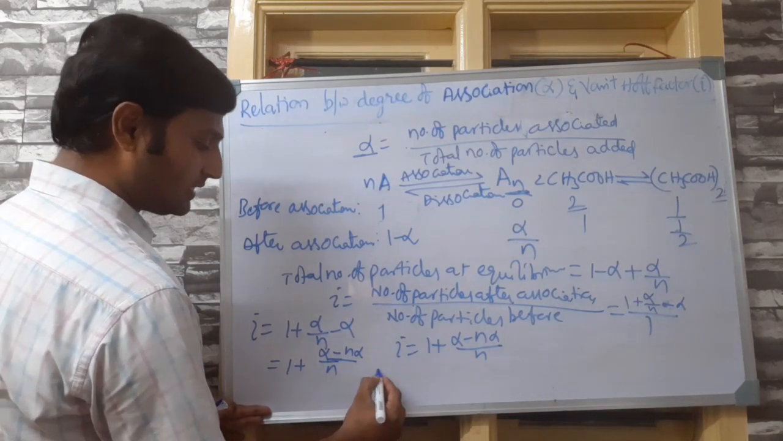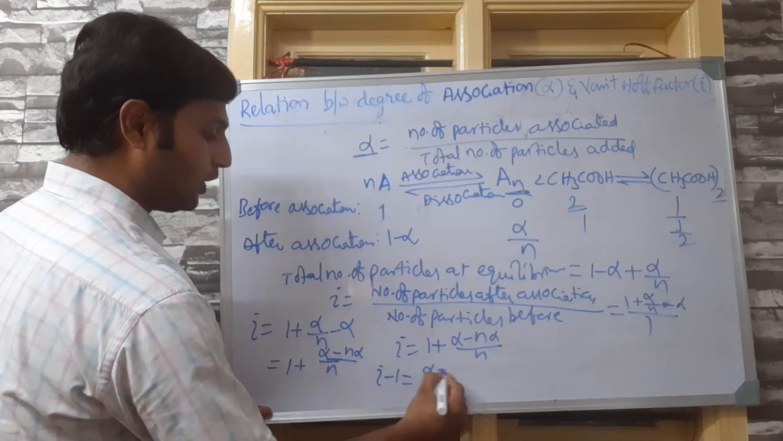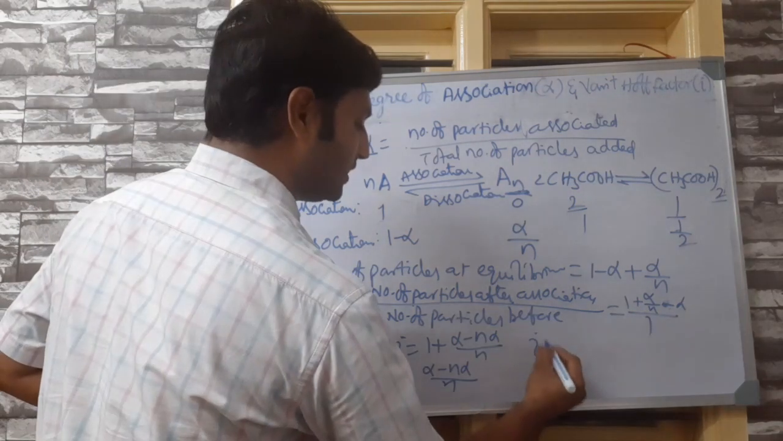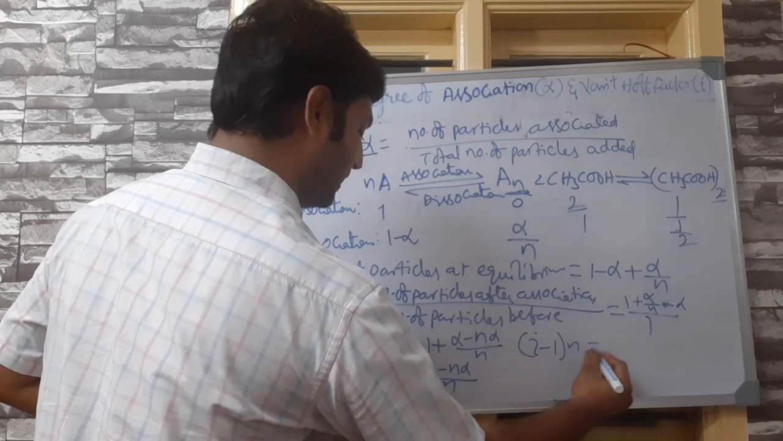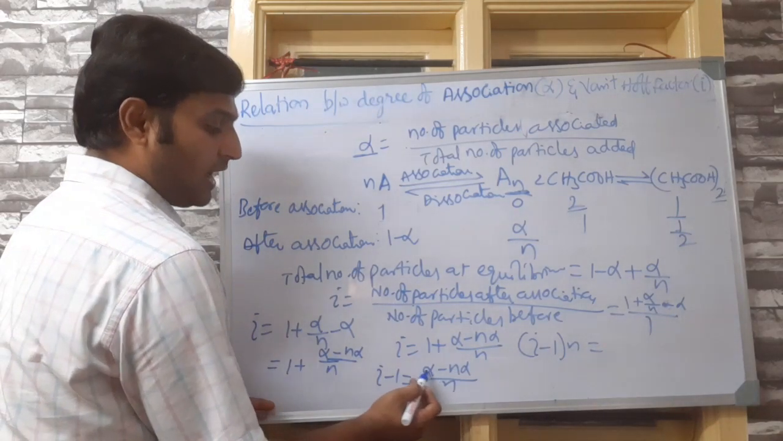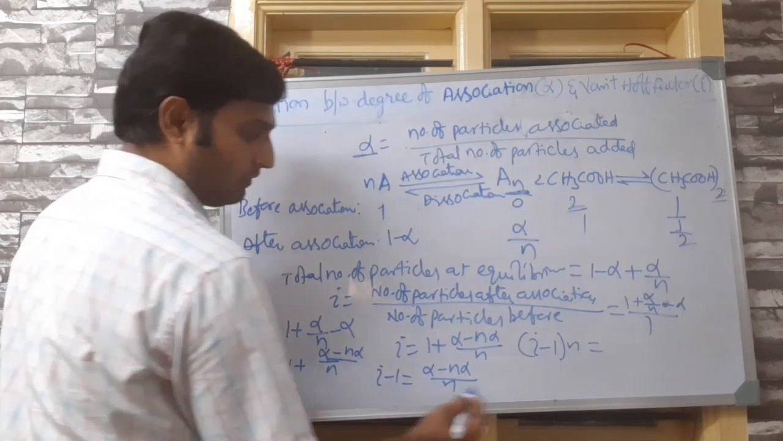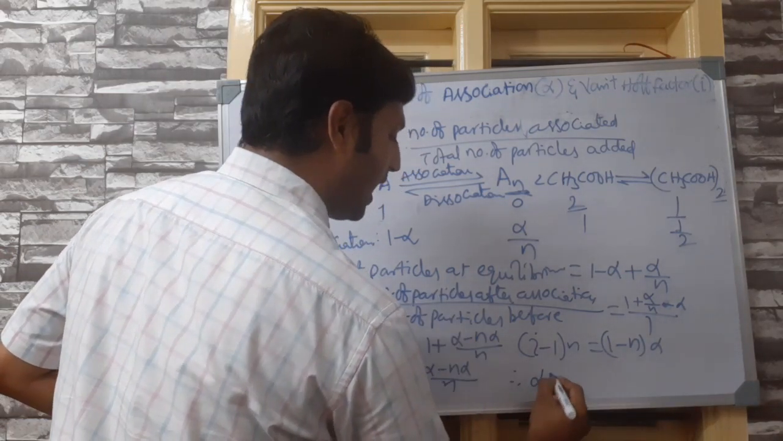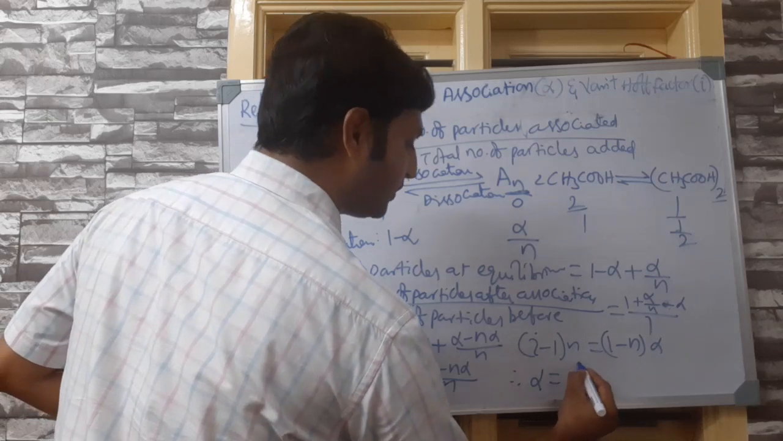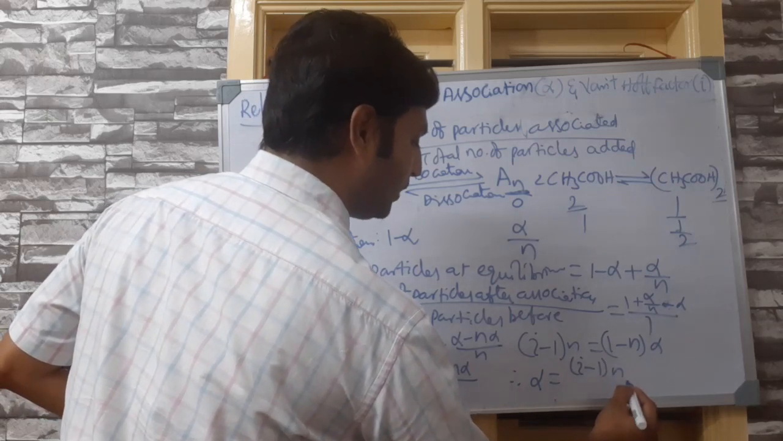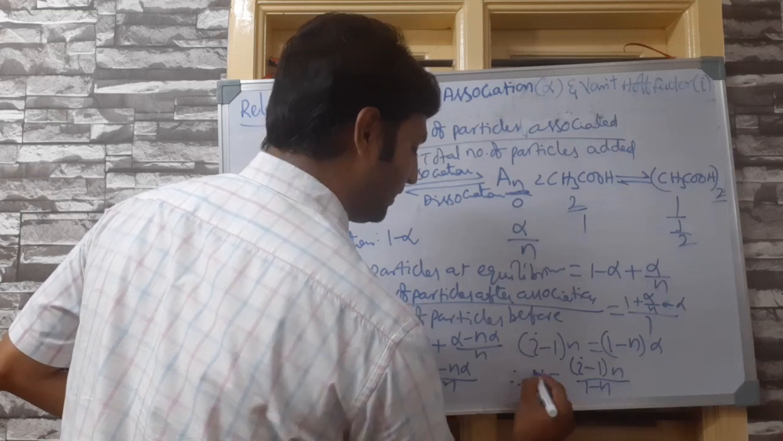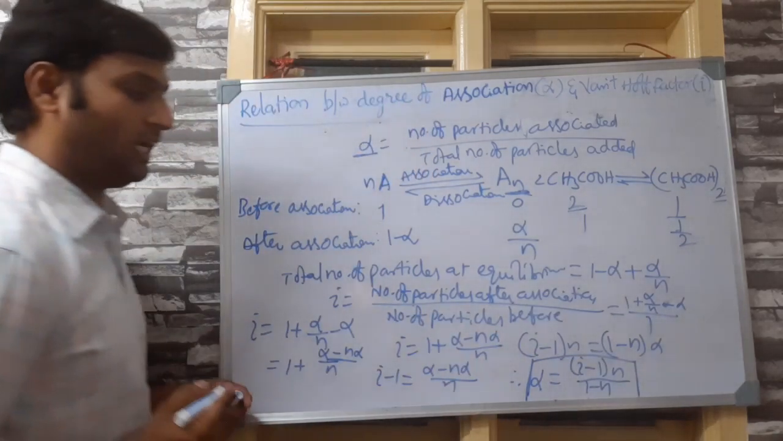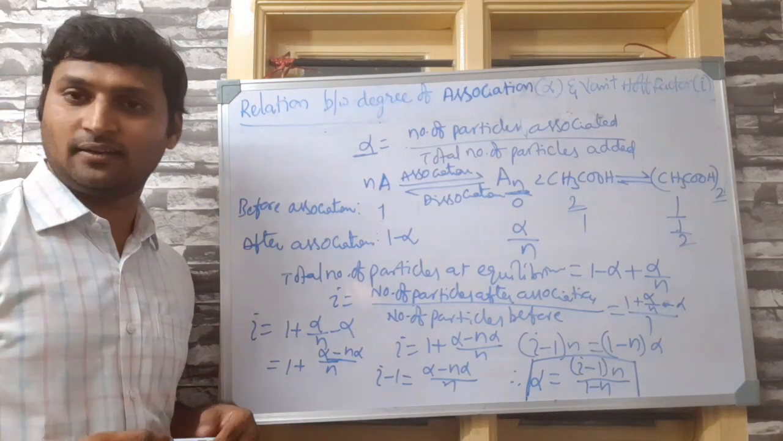Now let me bring 1 this side. i minus 1 is equal to alpha minus n alpha by n. Let me bring n also this side. i minus 1 into n is equal to, from alpha and n alpha I will take alpha common, 1 minus n into alpha. Therefore alpha is equal to i minus 1 into n divided by 1 minus n.